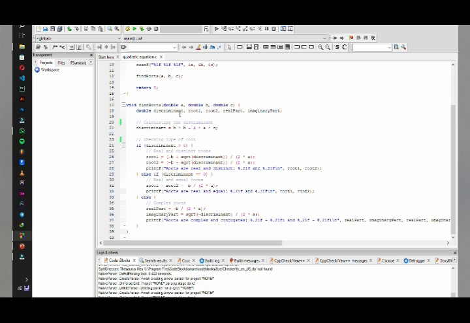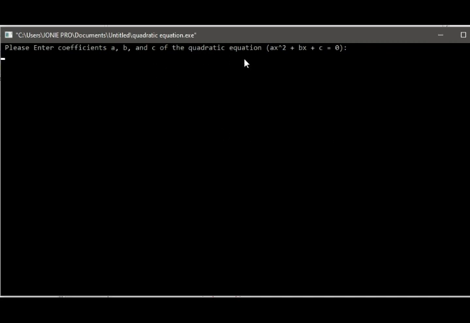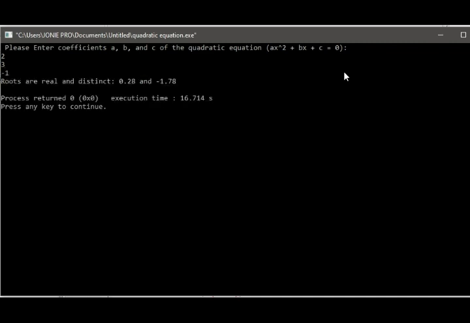So let me run it and we see. It has asked us for the coefficients a, b and c of the quadratic equation. So I can put in my numbers. Let's say 2, enter, 3, enter, negative 1. So it gives us back the answer. The roots are real and distinct. It's 0.28 and negative 1.78.